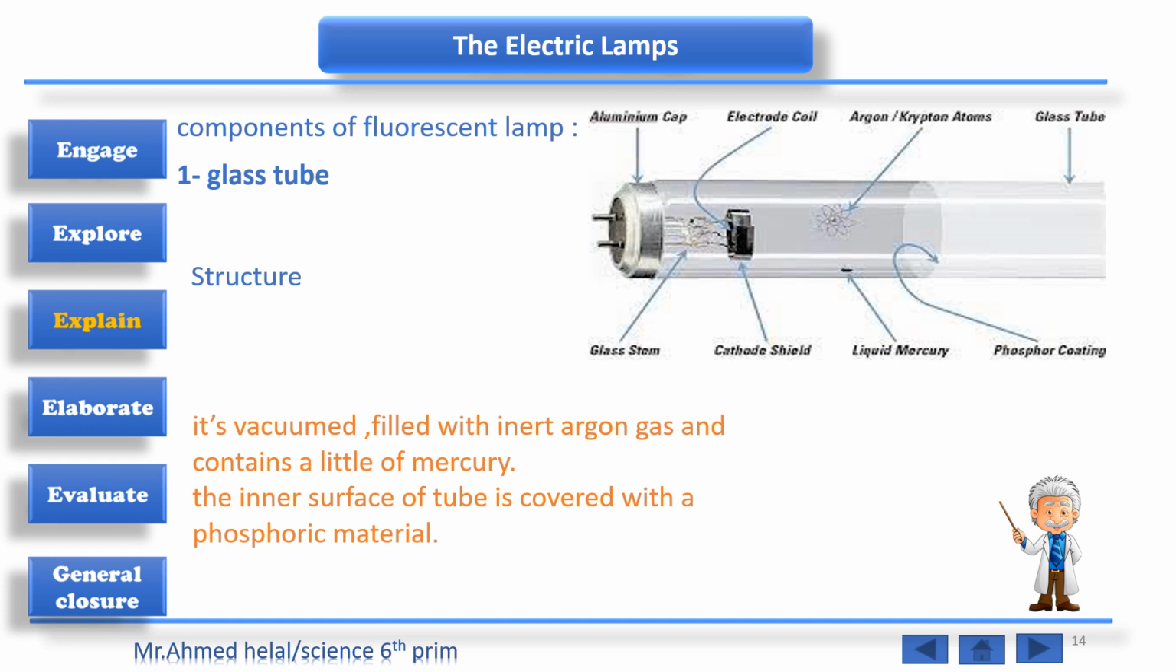And here we'll talk about the components of the fluorescent lamp. First, we'll talk about the glass bulb. This is the glass bulb. What is the structure of the glass bulb? It's a vacuum filled with inert argon gas. It looks like the glass bulb of the electric lamp, filled with argon gas, but the difference is that the glass tube of the fluorescent lamp contains a little mercury, which we don't have in the glass bulb of the electric lamp. And the inner surface of the tube is covered with a phosphoric metal.